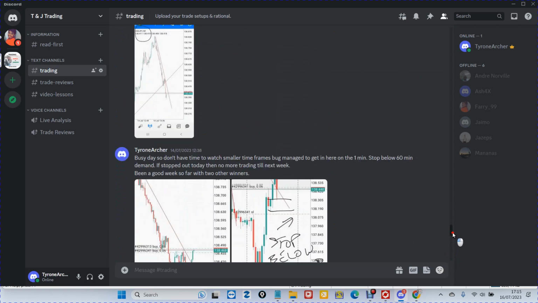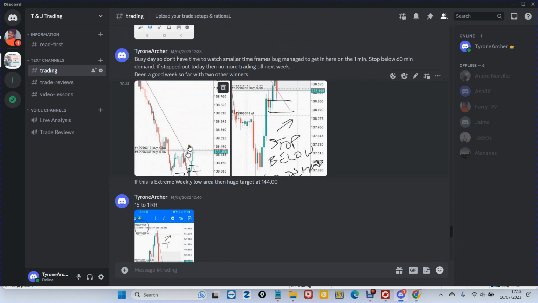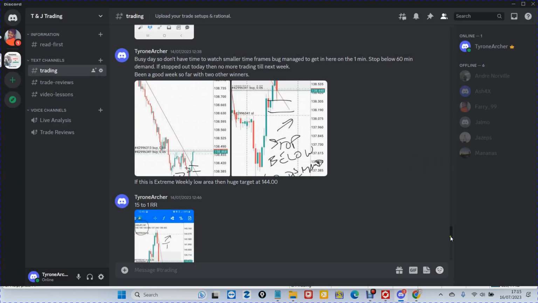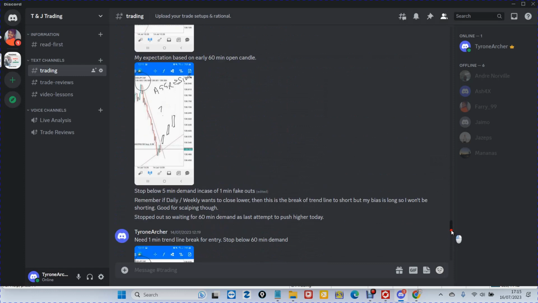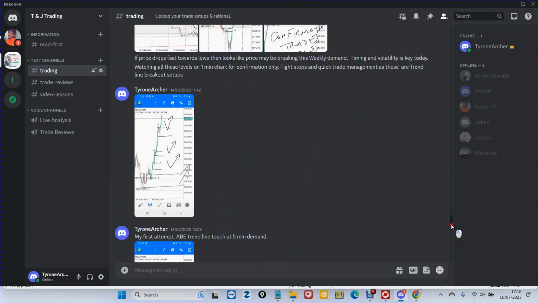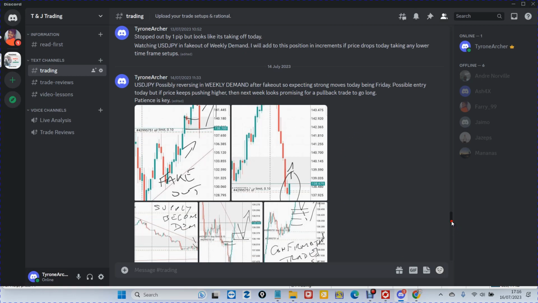This is all dollar yen. This is right down to a minute chart where I took some stops, and then I got in a trade. Dollar yen ABE on the 5-minute demand. Right, this is it. Dollar yen, possible reversing in weekly demand after fake outs. So expecting strong moves today being Friday.